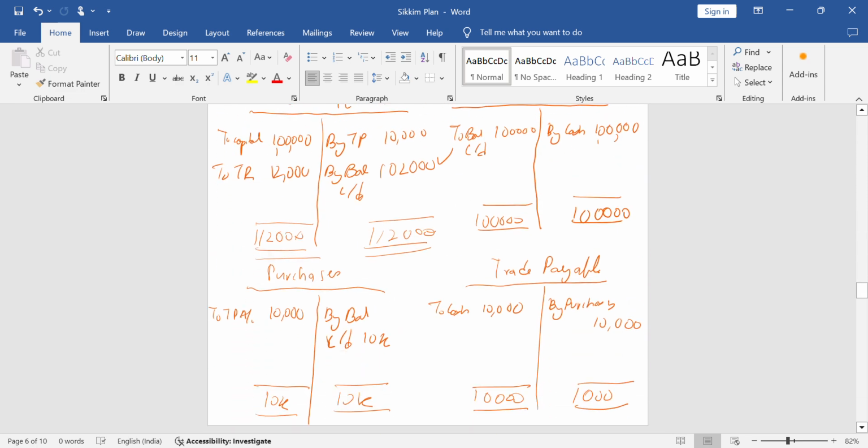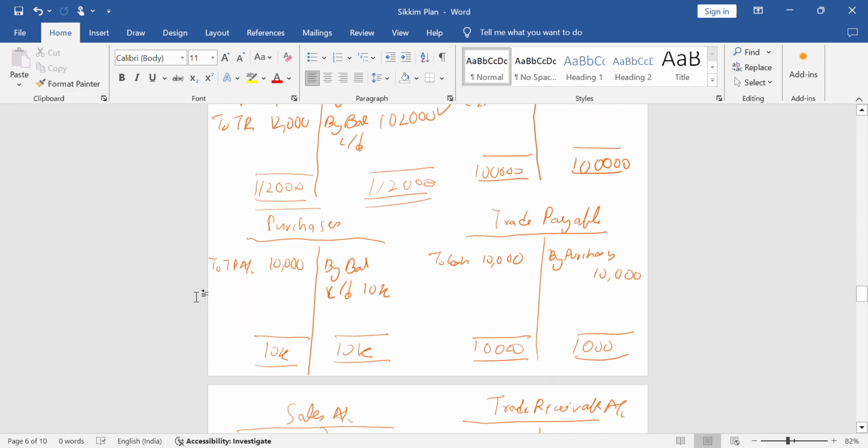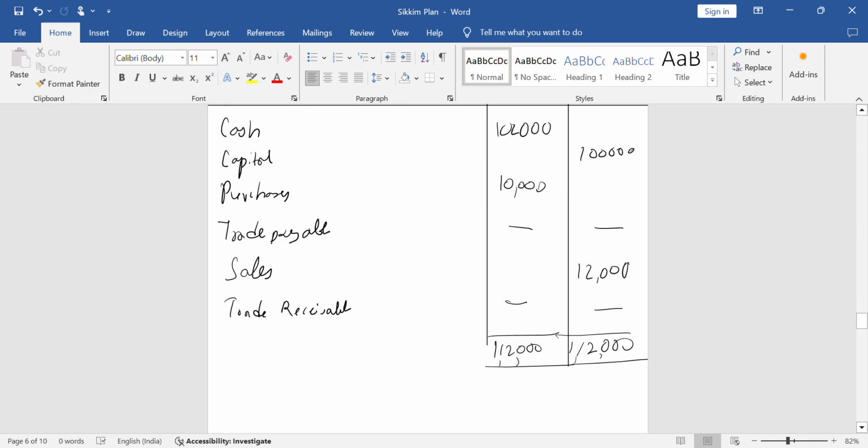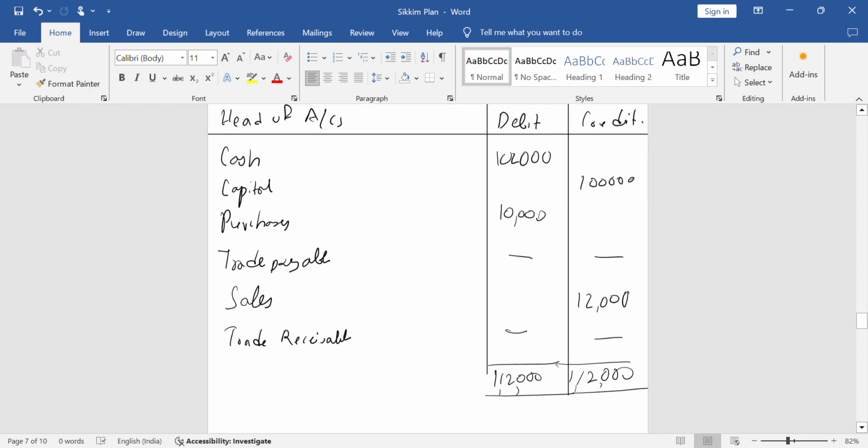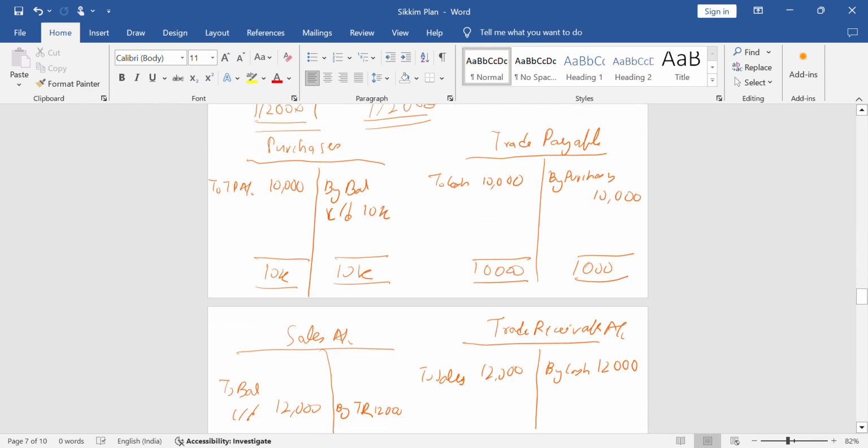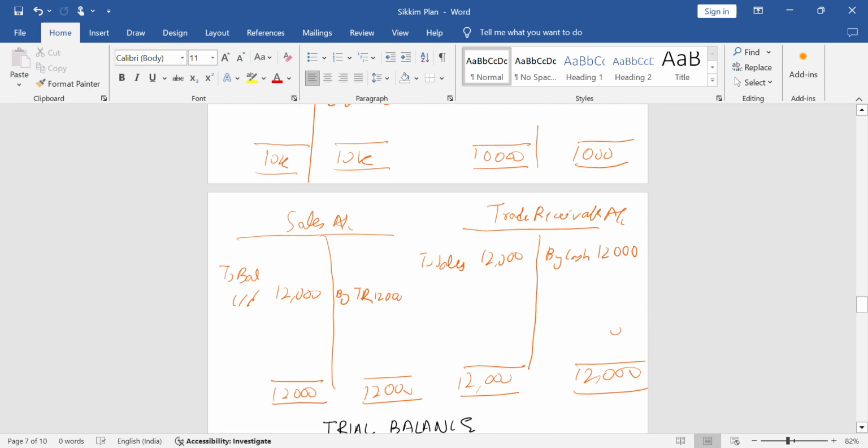Then we'll go to the purchase account. Purchase account, by trade payable we have 10,000, and in this side we had nothing, so we used to balance carried down rupees 10,000. So I've shown trade payable in case of purchases, right? So yeah, purchases rupees 10,000.